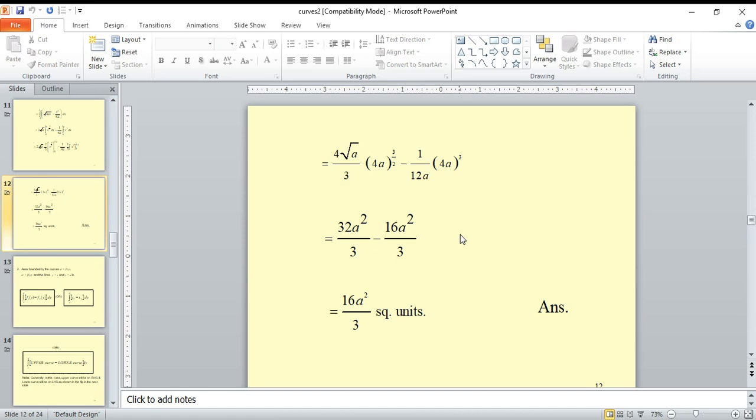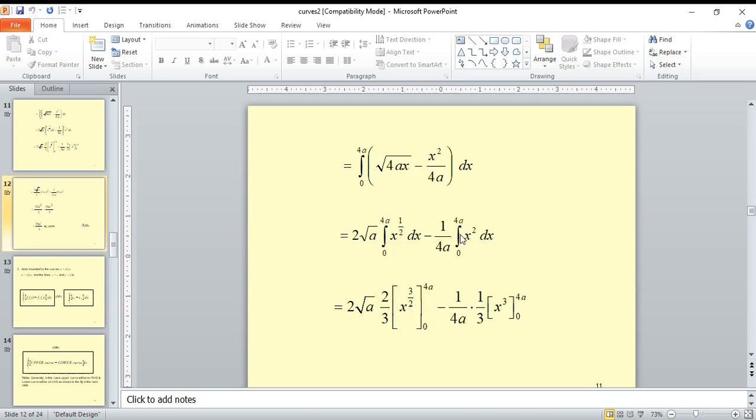A power 3 by 2 into a power 1 by 2. That is 3 by 2 plus 1 by 2 is 4 by 2, 4 by 2 is 2. That is a square. 32 a square by 3 minus 16 a square by 3. So 32 minus 16 is 16a square by 3 square units.